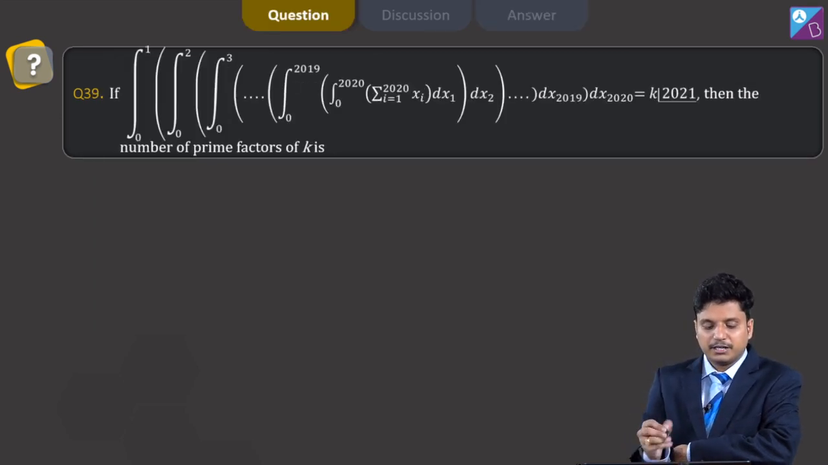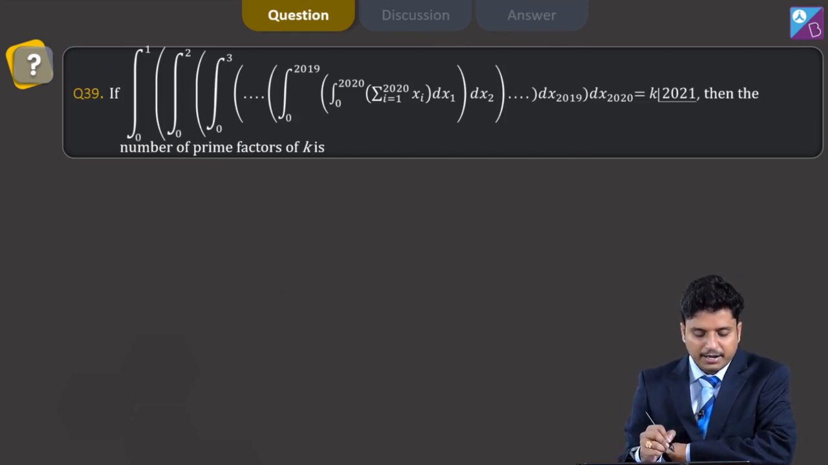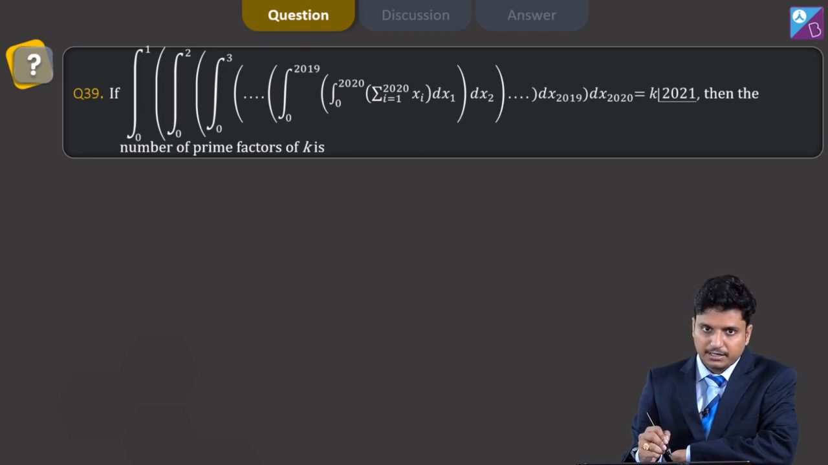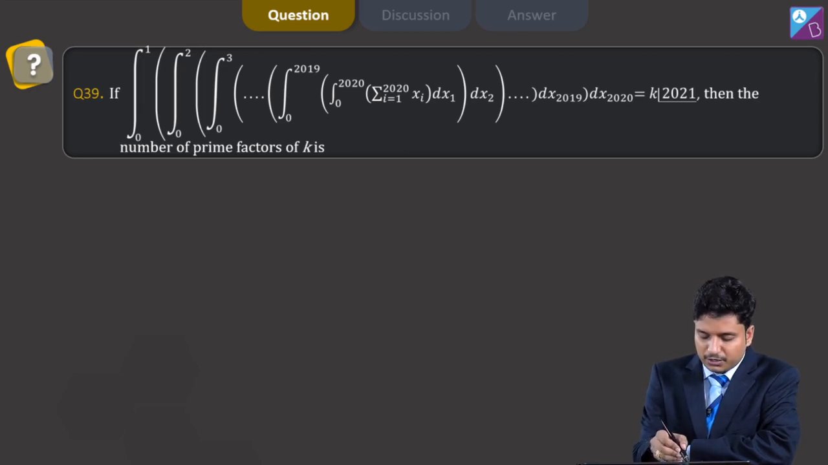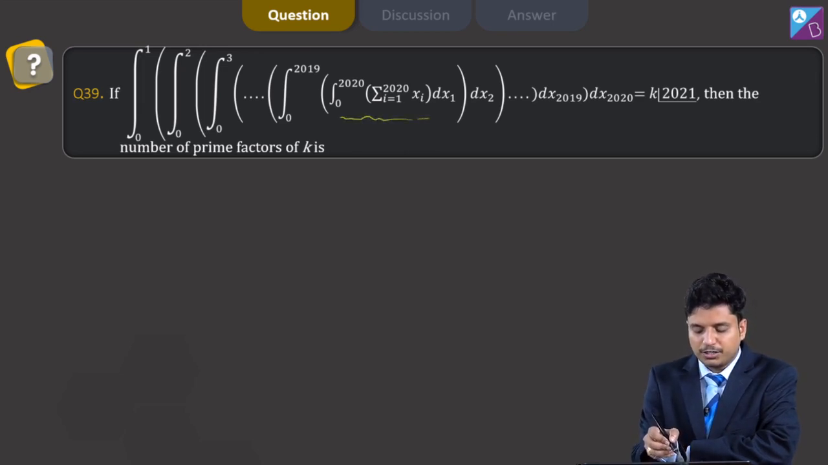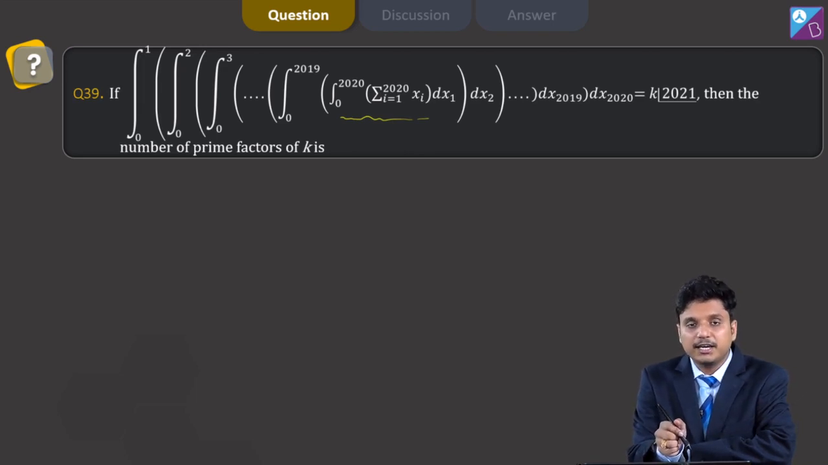Next, third question, that is actually question number 39. It is coming from the definite integrals case, but here a lot of definite integrals are involved, and we have to focus on which part we have to integrate and which part we have to consider as a constant. Here, the first part, the last one, is the integral from 0 to 2020 of the summation over xi dx1. First of all, we have to integrate x1, and all the other terms like x2, x3 up to x2020 will be considered as a constant.